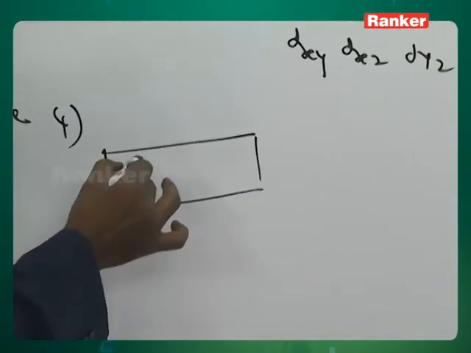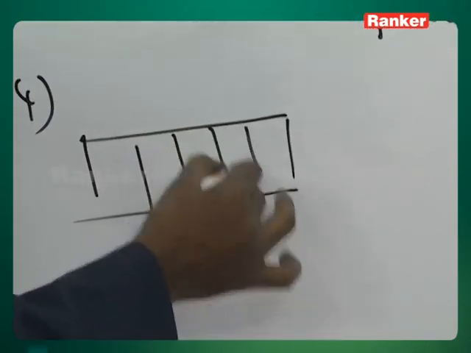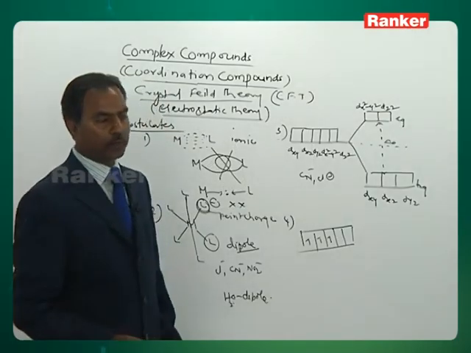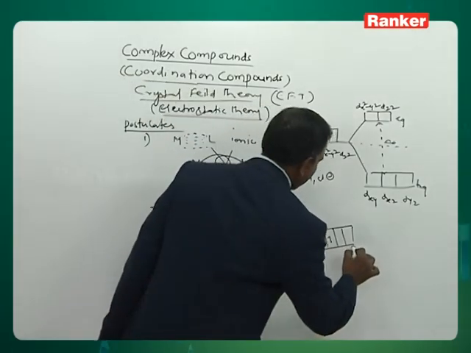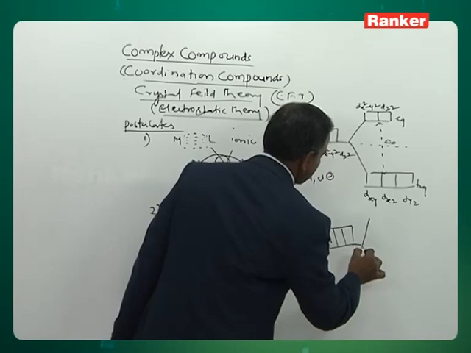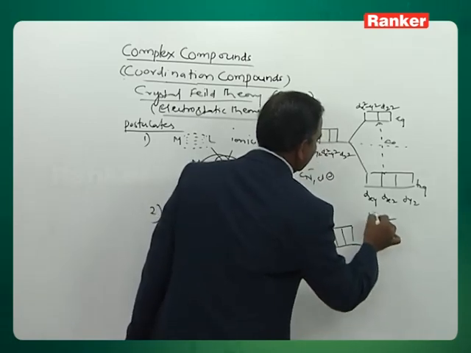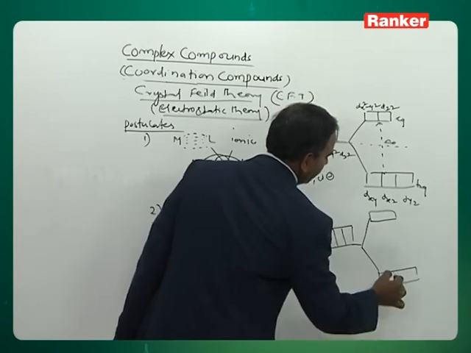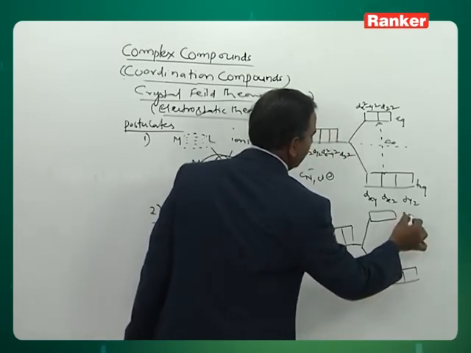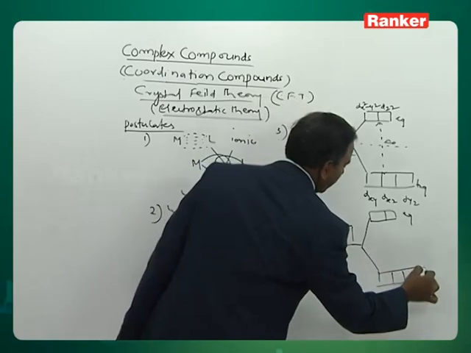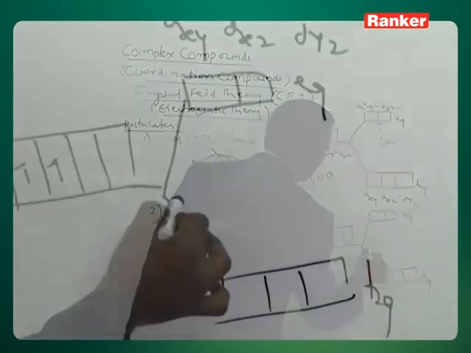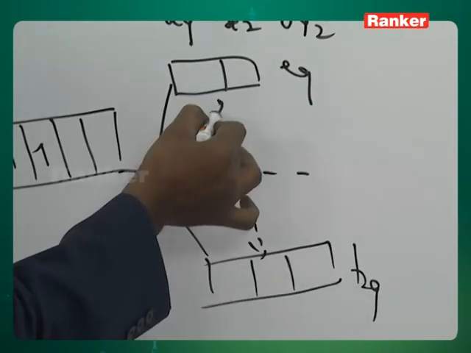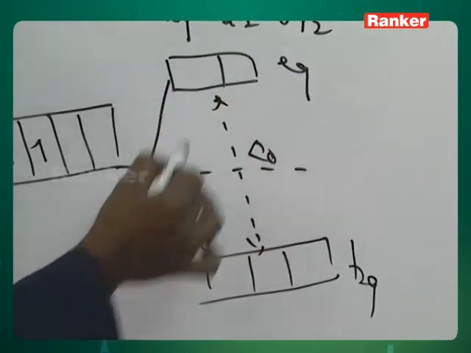Consider 5 d orbitals. A d3 electronic configuration will take 1, 2, 3. Let me write the d3 electronic configuration. This d orbital set splits into different energy levels. After the splitting, the electronic arrangement is like this. This is t2g, t2g, and eg. This gap is delta O.